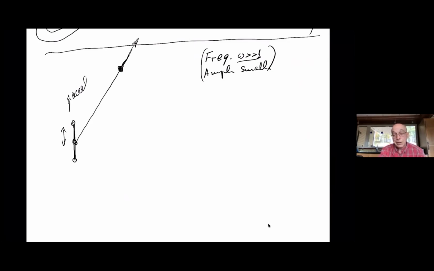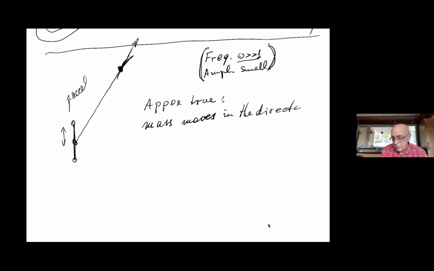Of course, it's not strictly true. That's what Aristotle would say, that the motion is in the direction of the force. But let's make this Aristotelian approximation. It's actually approximately true because of these two assumptions. The mass moves in the direction of the rod, let's say AB.